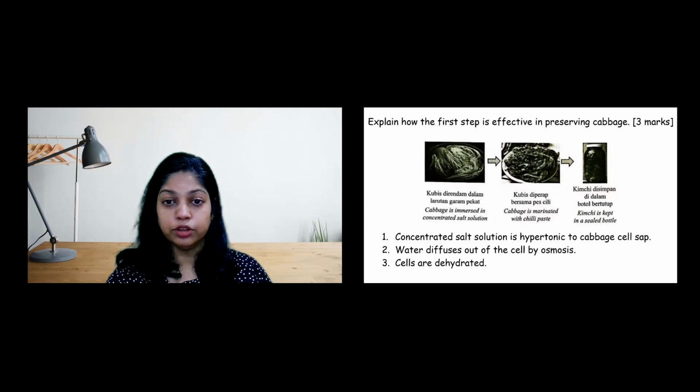This diagram shows the process of making kimchi. Particularly, the first step is to preserve cabbage. Cabbage is immersed in a concentrated salt solution because concentrated salt solution is a hypertonic solution. So water diffuses out of the cabbage cells by osmosis, causing the cabbage cells to become dehydrated.